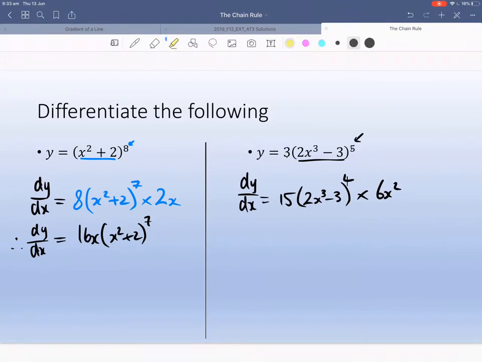Now I'm just going to clean it up by multiplying these two together. Therefore, dy/dx equals 90x squared (2x cubed minus 5) to the 4. Remember, the inside stays. It always stays. Hopefully that makes sense.